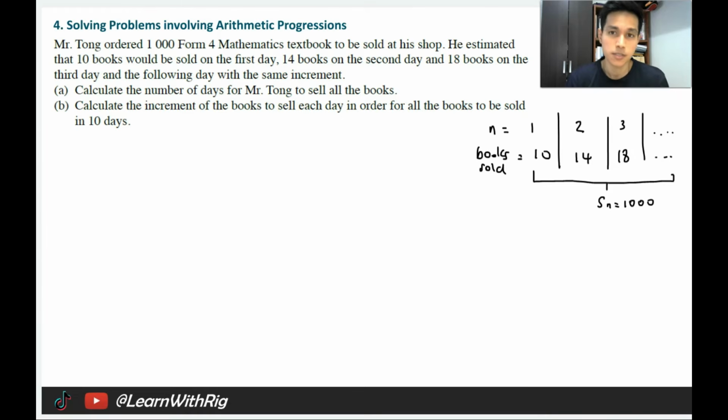Correct? Because that's all the books that he has. Okay, so question 1, calculate the number of days for Mr. Tong to sell all the books. So you want to find the n value. Okay, so just use back this equation.